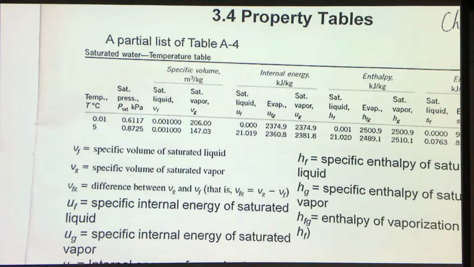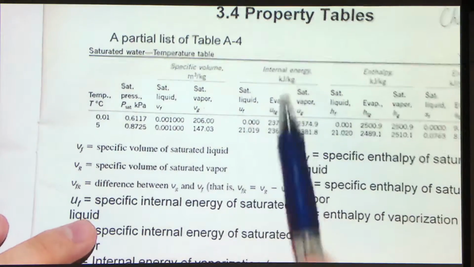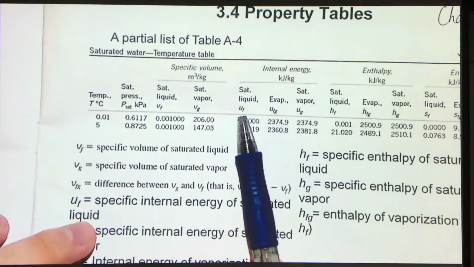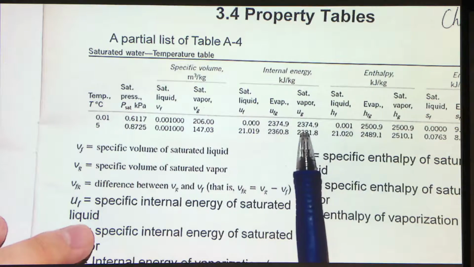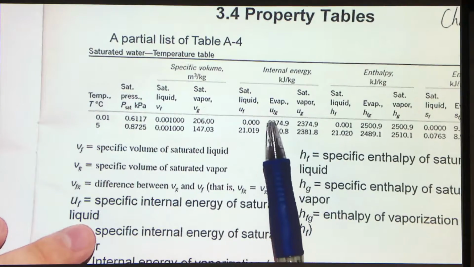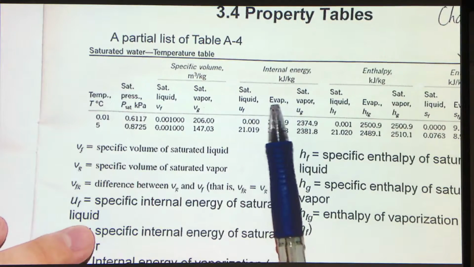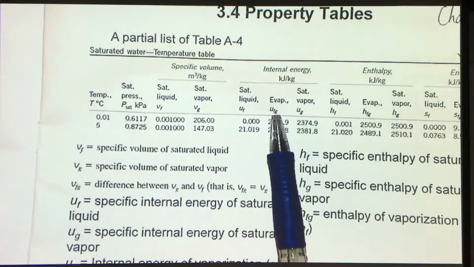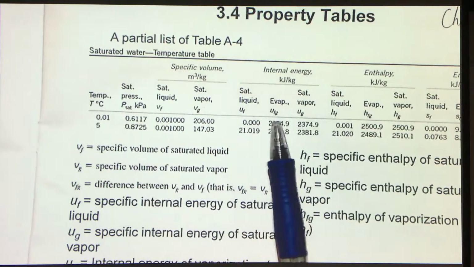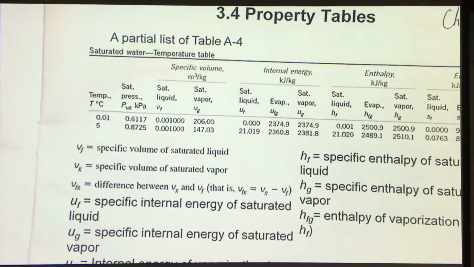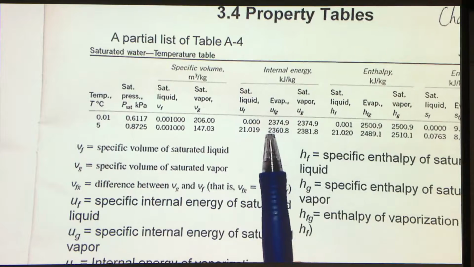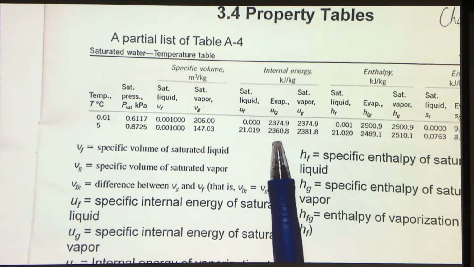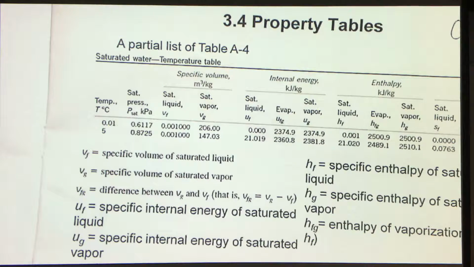For internal energy, we also have the internal energy for saturated liquid, internal energy for saturated vapor, and here we have the subscript fg. This just means evaporation. ufg, defined as ug minus uf, is the internal energy of vaporization. But usually we would not use this value directly. But it has importance here, so I will explain it in the later sections. And similarly we will have the enthalpy.